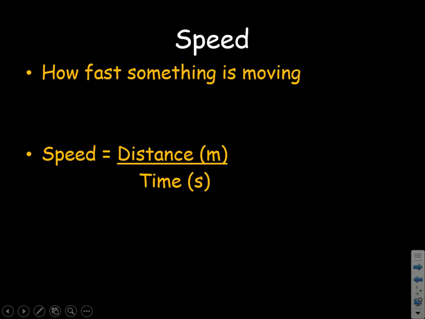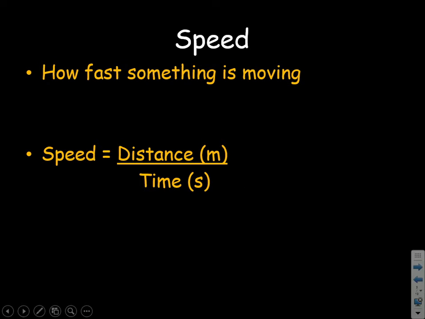So to start off with, we need to know what speed is. Our definition for speed is how fast an object is moving, and we calculate this using the formula speed equals distance divided by time. Now this is one of the few formulae that you will not be given on your formula sheet, so this is something that you will need to remember. So speed equals distance divided by time.